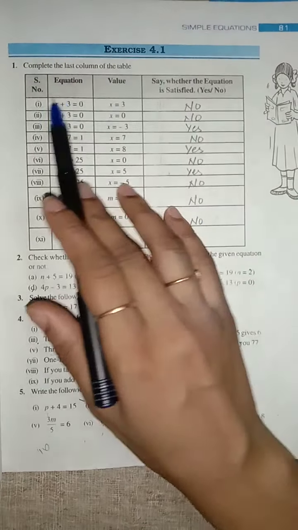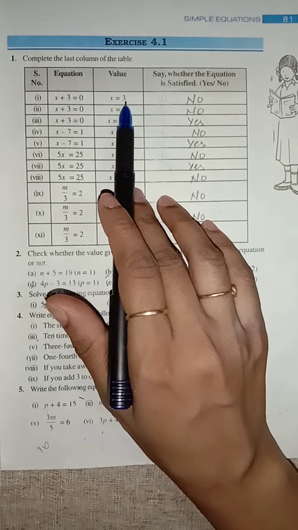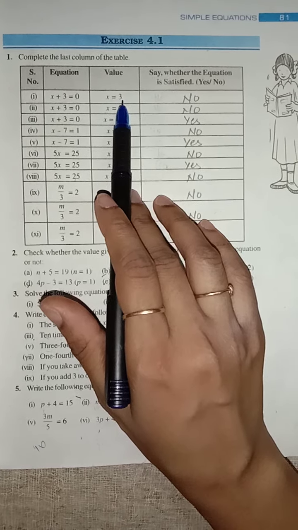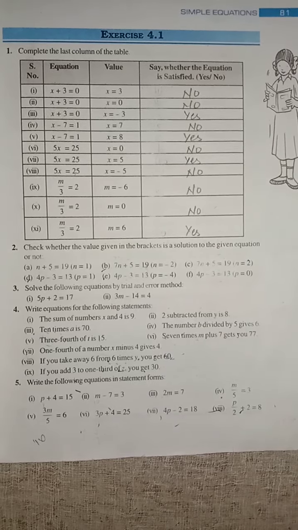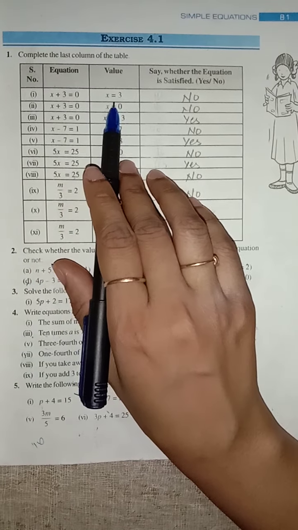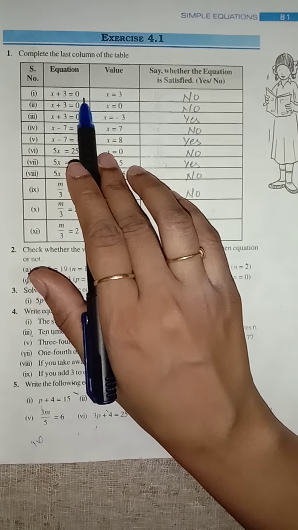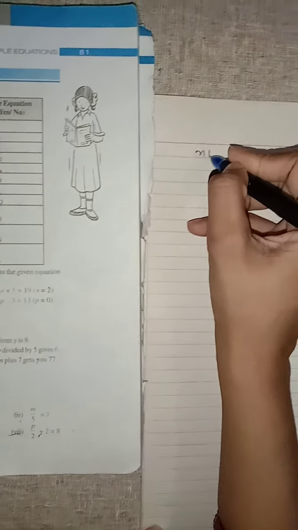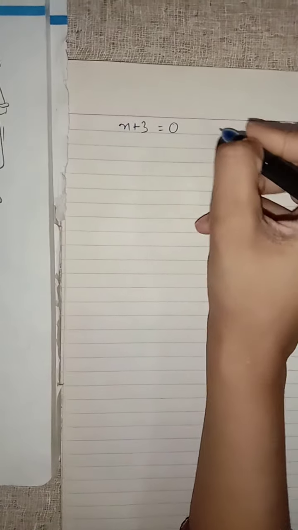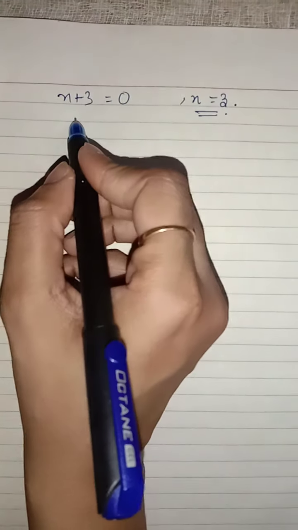Okay. So first equation is x plus 3 is equal to 0 and the value of x is equal to 3. So we have to say whether the equation is satisfied or not. As I told you earlier, an equation can be satisfied if the left hand side and the right hand side are equal. So we will put the equation x plus 3 is equal to 0. The value of x is equal to 3, that is given to you in the question.